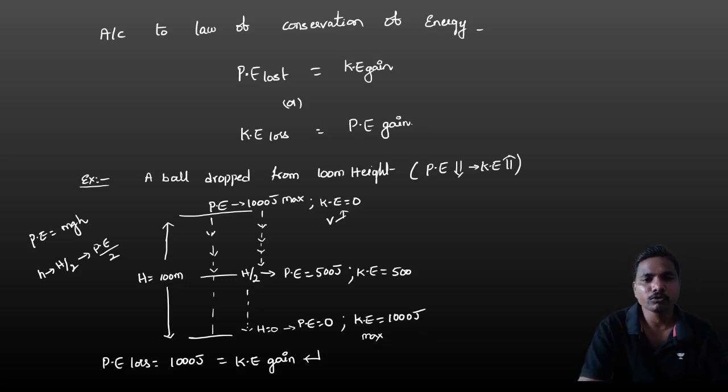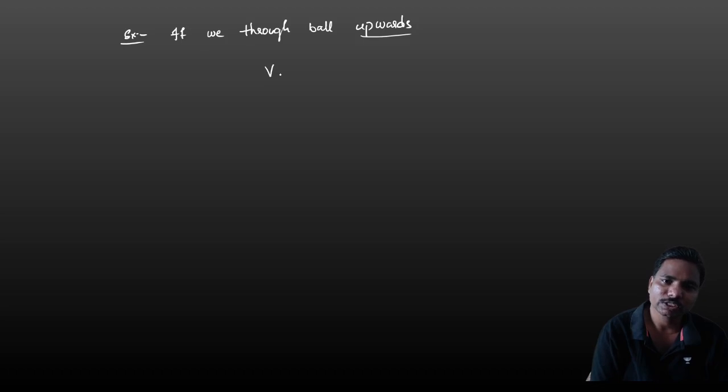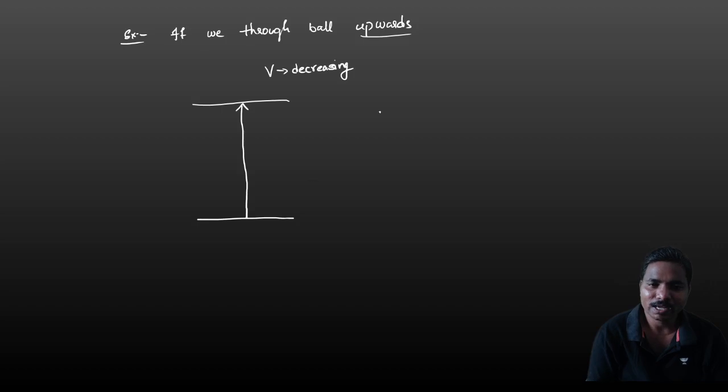In the same way, if we throw a ball upwards, in the upward case, what is happening? The final velocity is going to be 0. So velocity is decreasing. If you throw any body upwards, the velocity is decreasing. Velocity decreasing means kinetic energy decreasing. Kinetic energy decreasing means potential energy increasing. Why? Because the height increases.